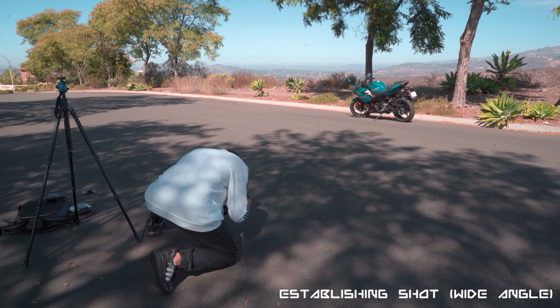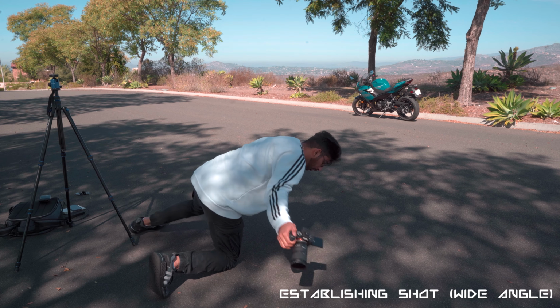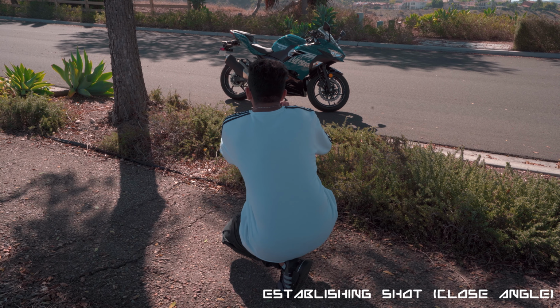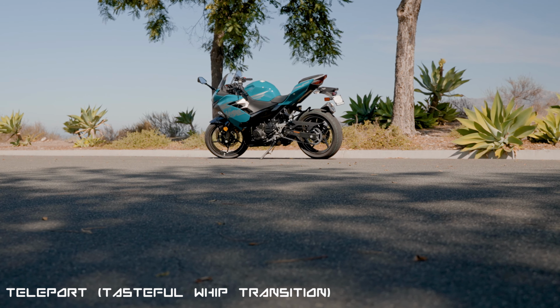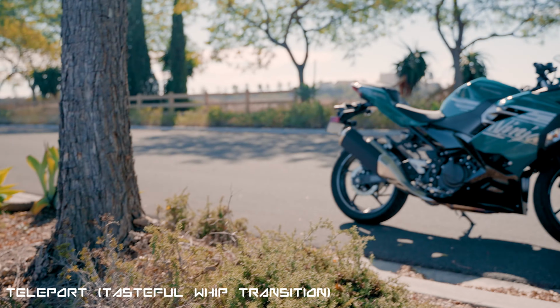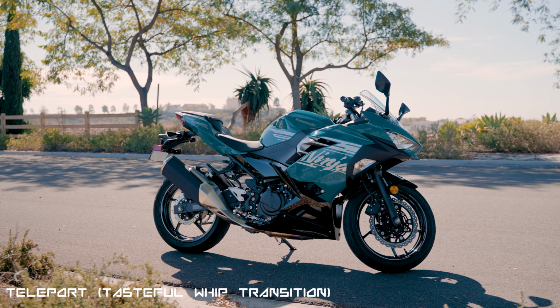What I want you to do to have the most impact is start with an establishing shot of your subject, so a wide angle shot. And then you want to whip into a closer, different angle of your subject.